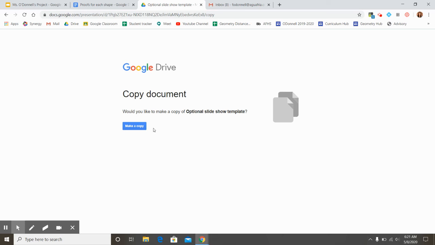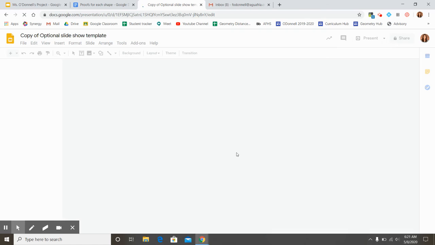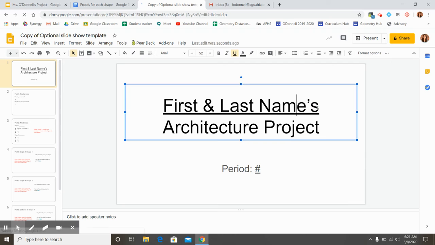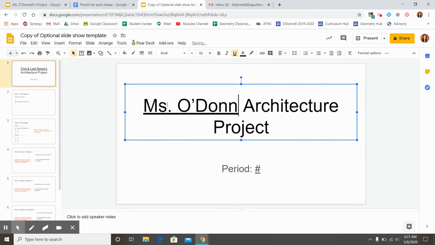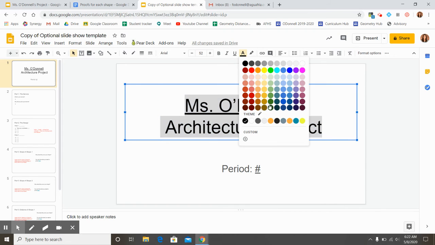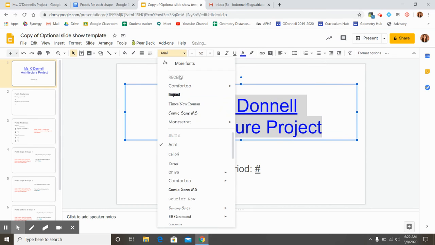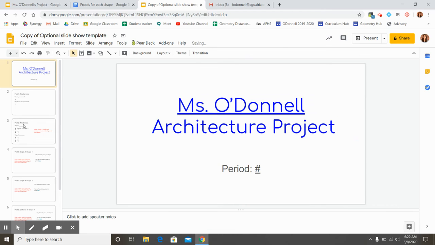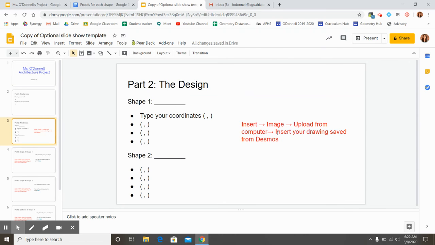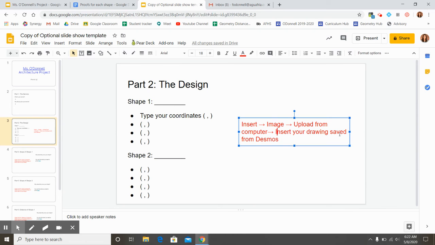So this is the slideshow I gave you. It'll take you to this where you just make a copy. You don't have to use this. This is optional. So you can just go on here and change some of the stuff, like change this for Miss O'Donnell. You can change the colors and the fonts, make it a little bit more creative for you, and then you just add your different things. You can literally leave it like this right in your design. You can upload it from your computer, so you should have your images still saved.